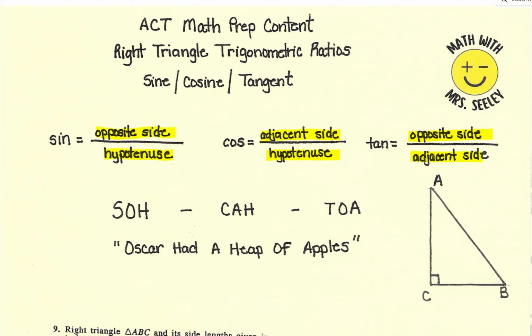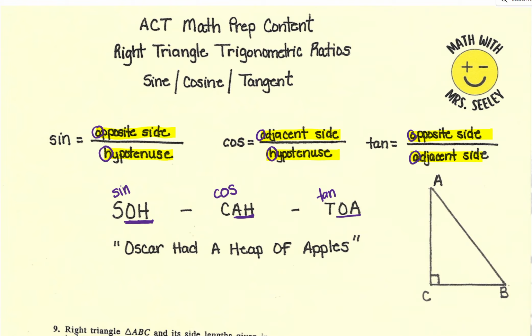Remember I said earlier that a lot of teachers will use this little saying, SOH-CAH-TOA. SOH is for sine, and it's OH for opposite over hypotenuse. CAH is for cosine, and the AH is for adjacent over hypotenuse. TOA is for tangent, and it's the opposite over the adjacent.